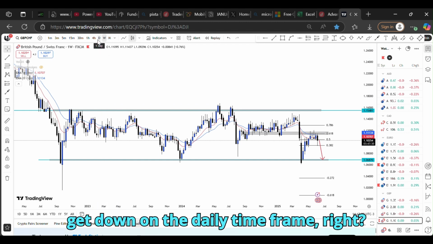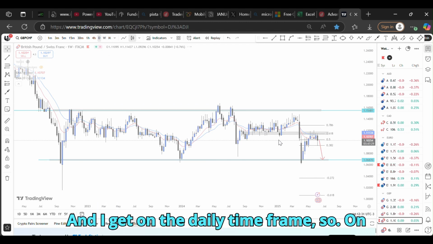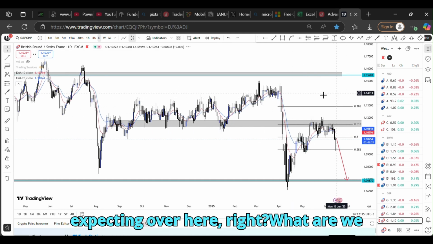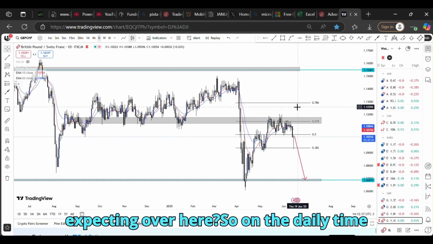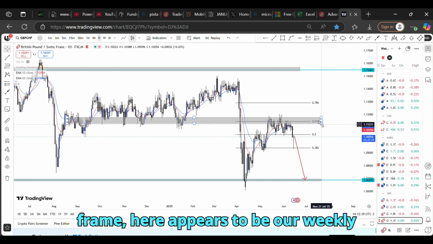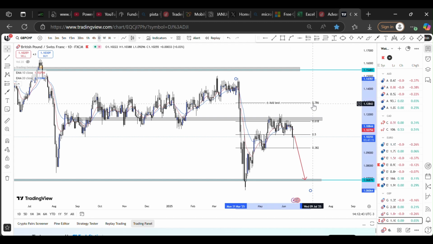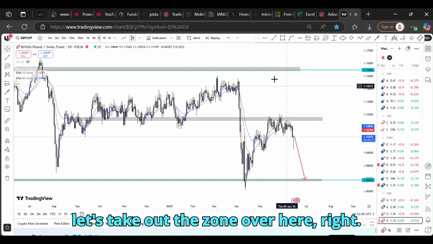Now we will get down to the daily time frame. So on the daily time frame, what are we expecting over here? Here happens to be our weekly zone. So on the daily time frame, let's take out this zone over here.